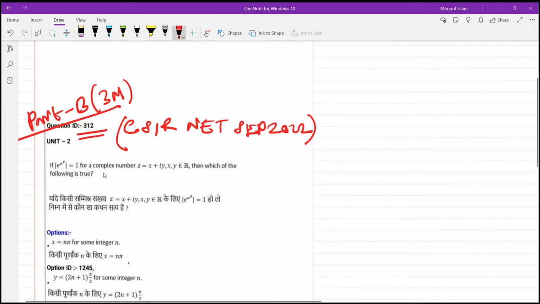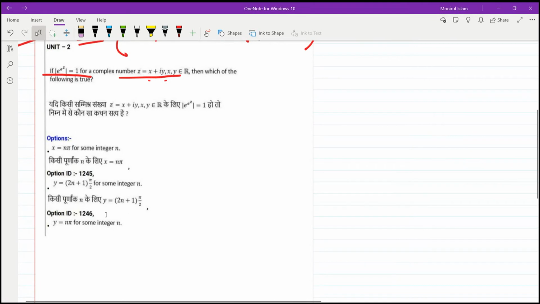The question ID 312 says: if the modulus of e^z is 1, for complex number z equal to x plus iy, where x and y are real numbers, then which of the following are true? The options are: x equal to n pi, y equal to 2n; x equal to n pi, y equal to n pi plus pi by 2; and y equal to n pi. I think there is one more option, x equal to (2n plus 1) pi by 2, for any integer n. This is the fourth option, I think.